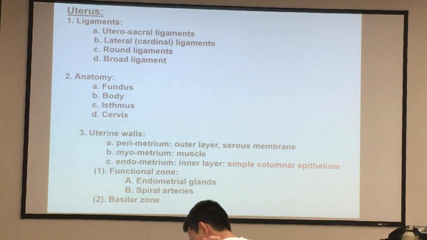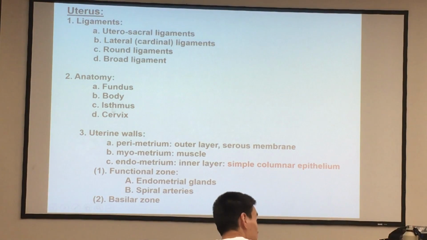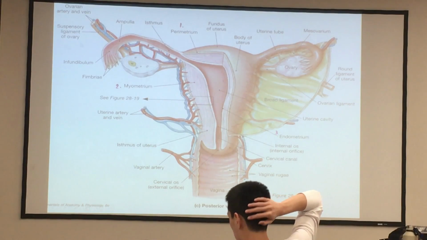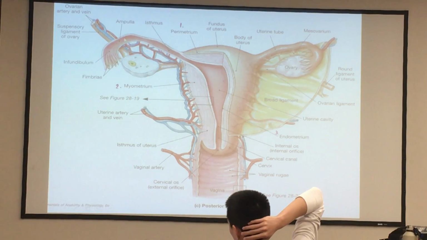Okay, let's go to the anatomy first. The uterus is very heavy, so we need 4 different types of ligaments to hold it. The uterus is divided into fundus, body, isthmus, and cervix. That's short, and this one will pull it up so it's easy for you to look at it.